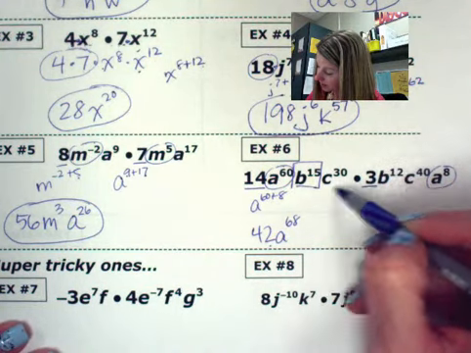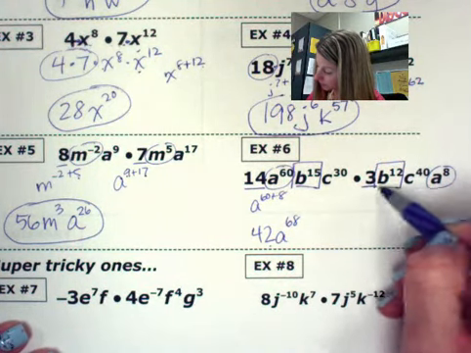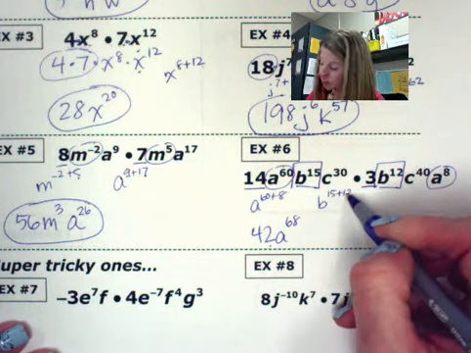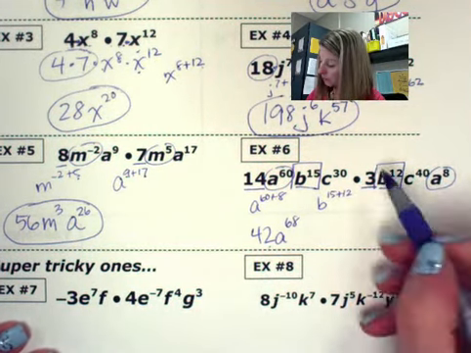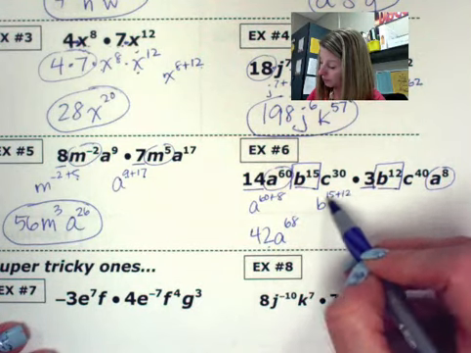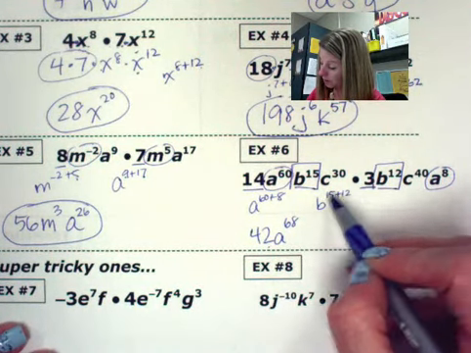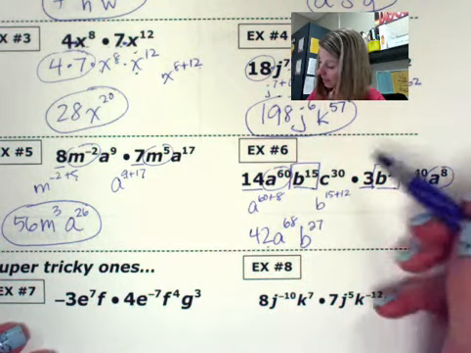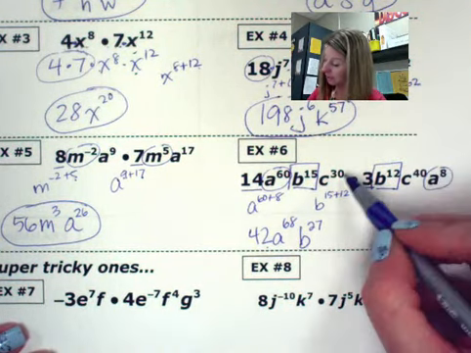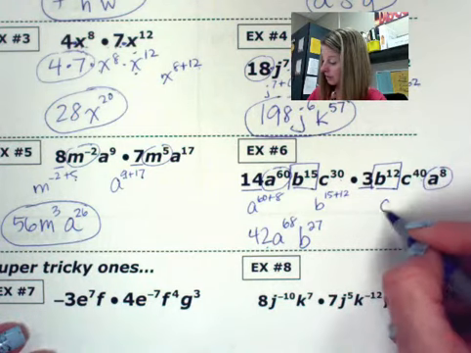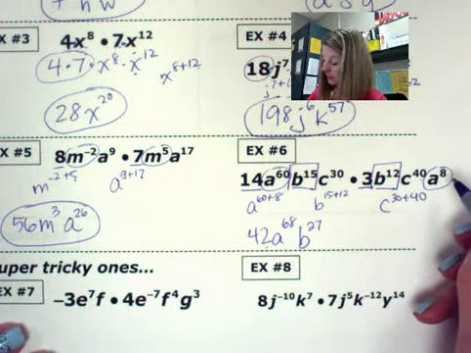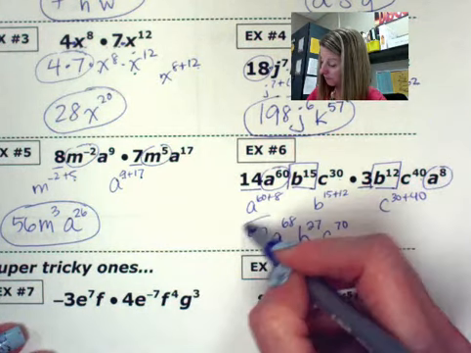B, so two of them. So B is going to be to the 15 plus 12. So 15 plus 12, 5 and 2 is 7, 1 and 1 is 2. So B is going to be the 27th power. And then I'm left with C. I see a 30 and a 40. So I'm doing C to the 30 plus 40. Well, 30 plus 40 is 70. So C to the 70th power.